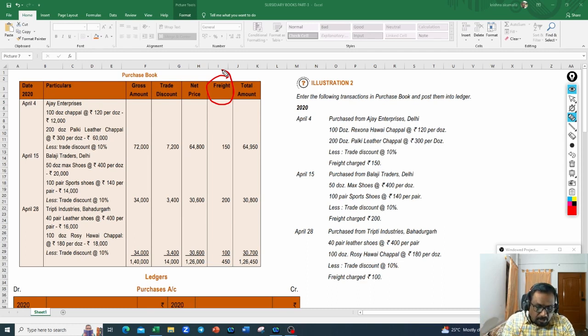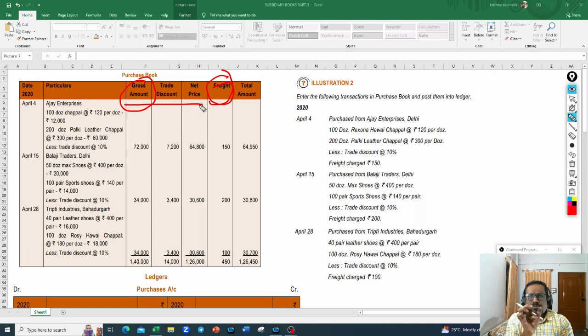But what is the best method? This is the best method wherein you can show freight charges along with your purchases so that you will get to know what is your total payment made against those purchases, and you can also see how much freight charges you can pay separately. So it is always better to maintain freight charges along with this. That is the reason why this format is slightly changed. These three columns, for example, gross amount, previously we used to record in the details column. Now we split this amount into three columns.